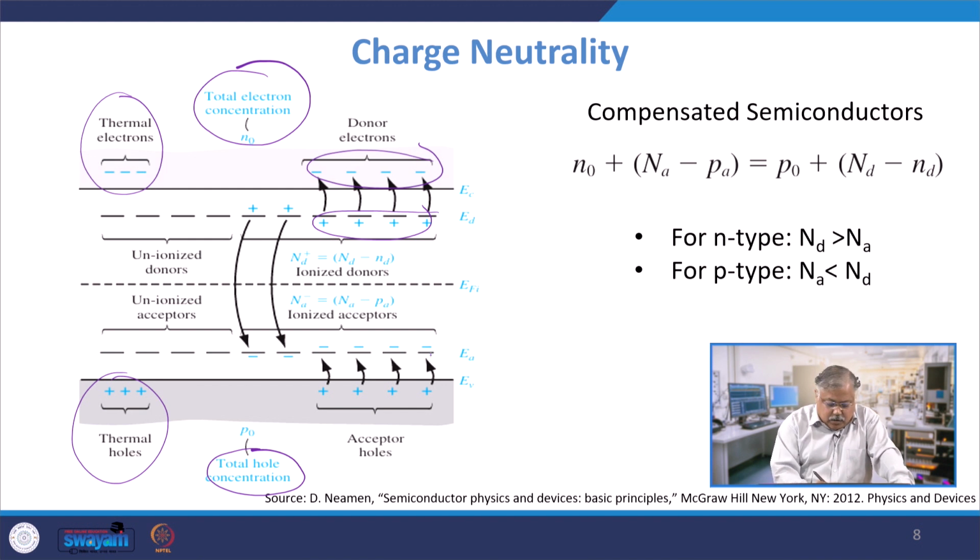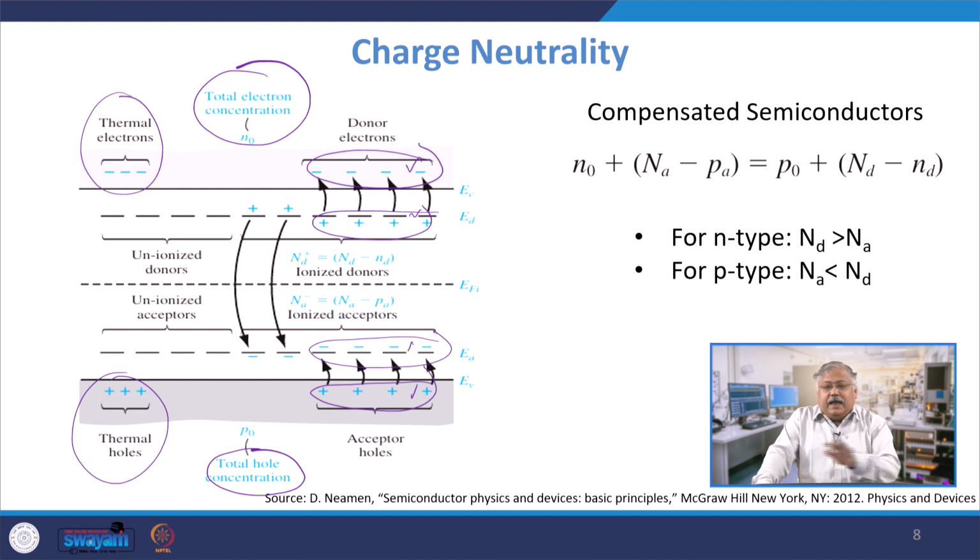Same thing happens for an acceptor ion. If this is an acceptor ion, it accepts an electron, converting this to negative charges. So you see this and this is explained. Then there will be some ionized donors, right. Ionized donors means those who have donated their electrons and themselves become positive charges, and there will be exactly the same number of negative ionized charges.